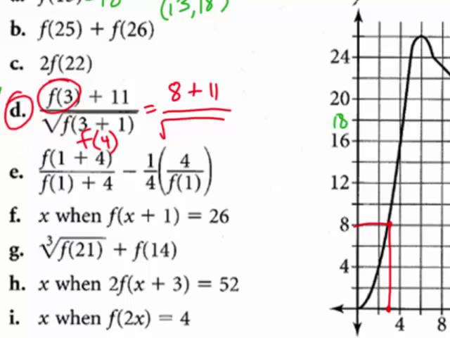I just find where x is 4. I'm going to use blue here. So here's x is 4. I go up. That looks like it's right at 16. So f of 4 is really 16. So I just replace f of 3 plus 1, or f of 4, with 16. And now I simplify. So up top I got 8 plus 11, which is 19, over the square root of 16, which is 4, which equals, oh, it's not quite 5.